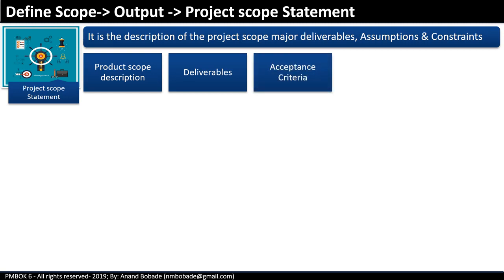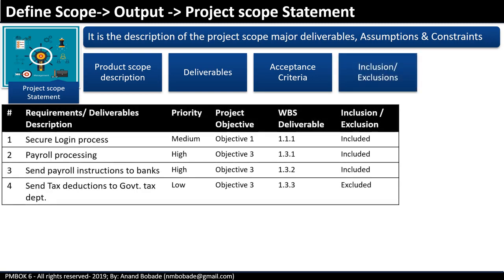Acceptance criteria are the set of conditions that are required to be met before deliverables are accepted by business. Inclusion, exclusions. Inclusion, we all understand, so requirements which are included as a part of project scope statement. Exclusion, explicitly stating what is not going to be in the project scope. It helps prevent unnecessary changes.